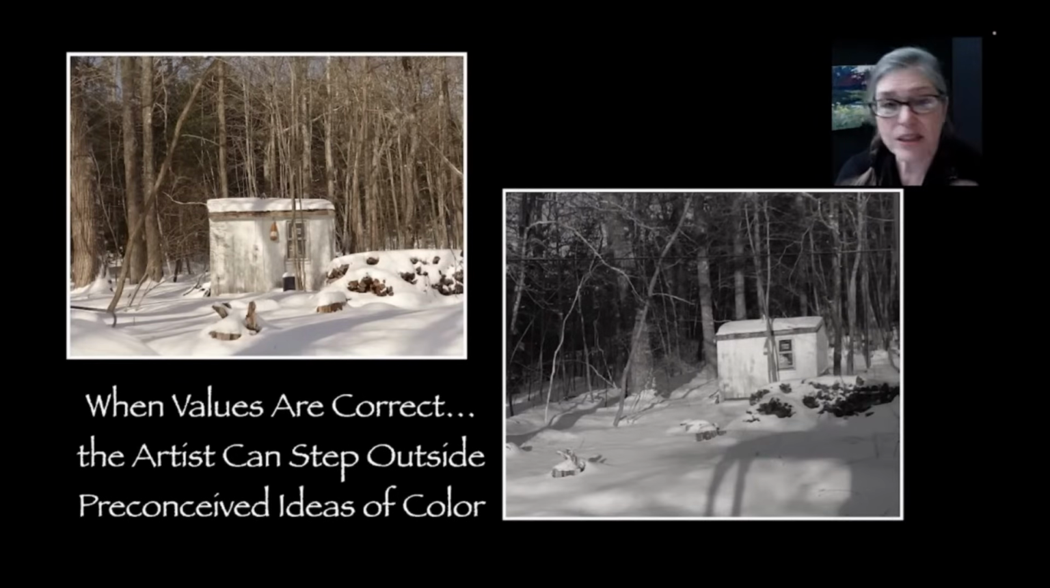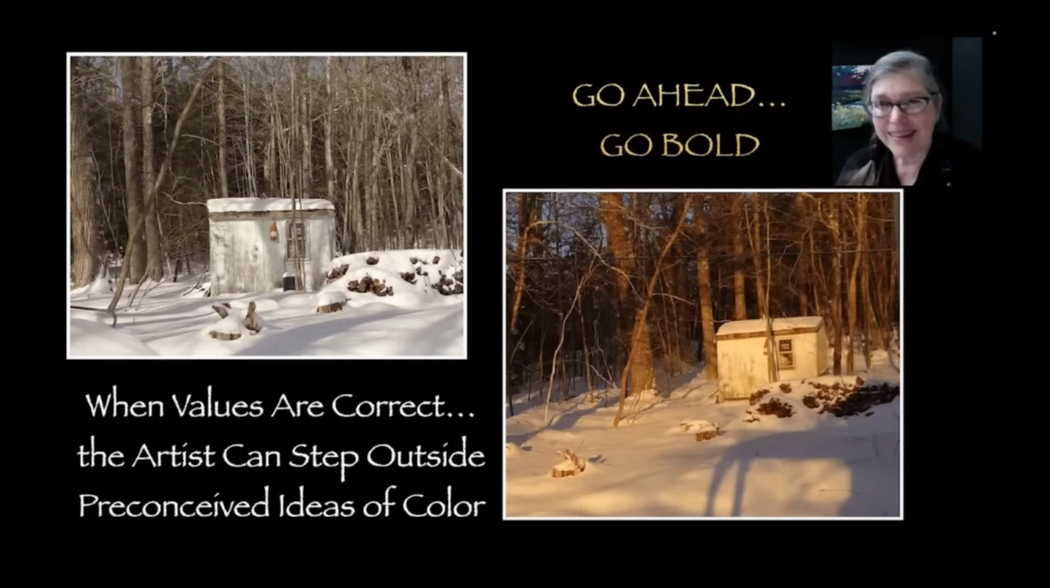But look what happened when I took this same picture first thing in the morning. All my presupposed ideas are out the window. The snow is coral. The shadows are blue-violet. The trunks of the trees are orange. The shadows on those evergreen trees are violet. The little hut is bright yellow. So you can take this clue from Mother Nature. You don't have to go with what your preconceived ideas are. You can go ahead. You can go bold.